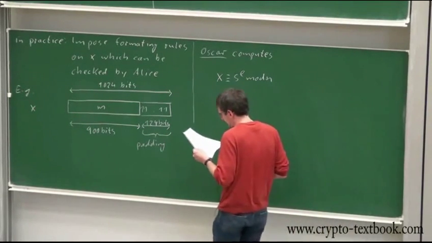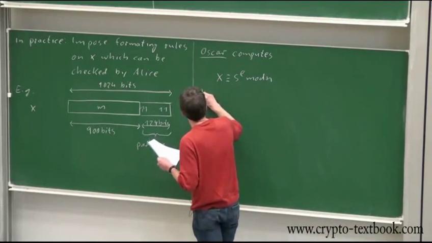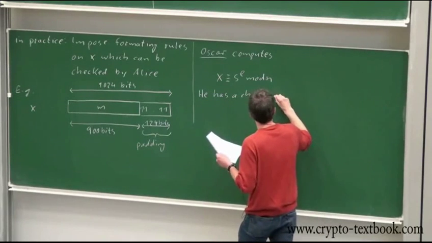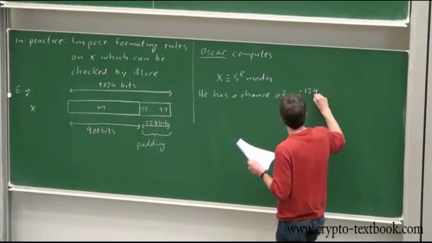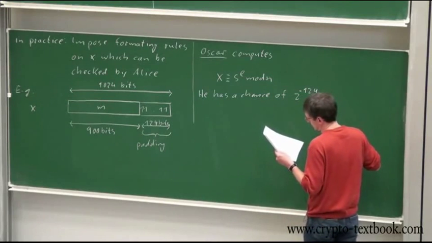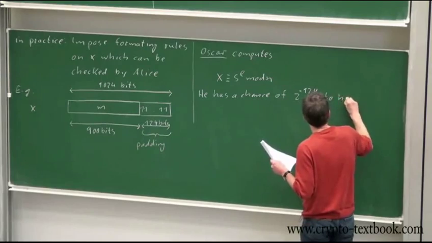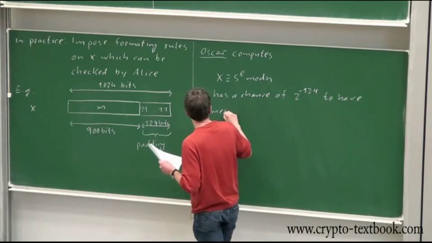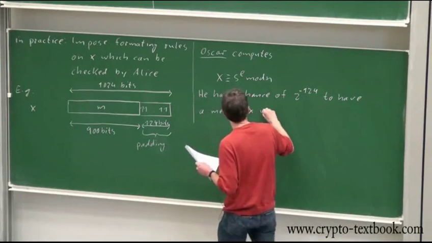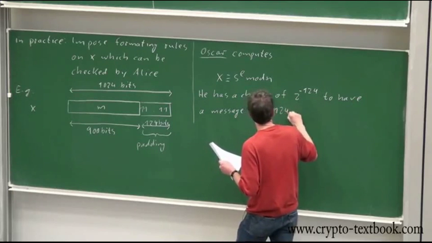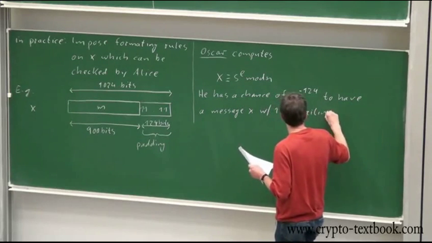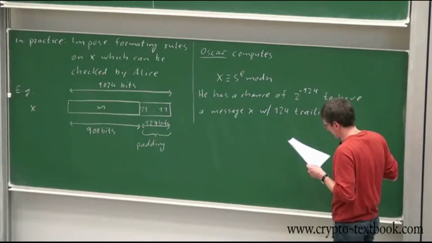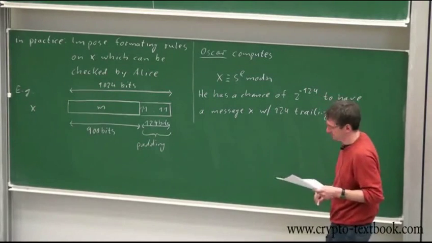So he has a chance of 2 to the minus 124 to have a message X with 124 trailing ones. Trailing means at the end, yes? Trailing ones. Okay?